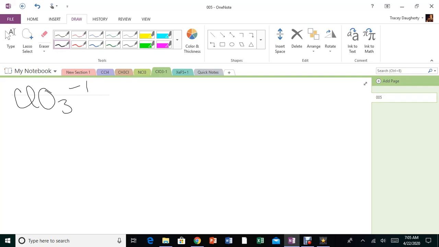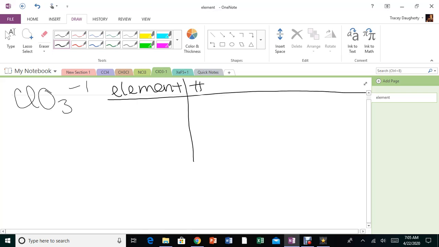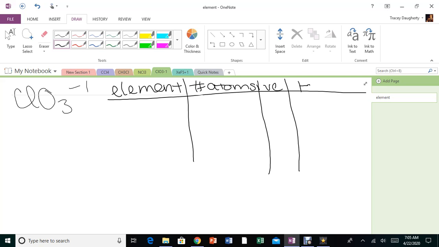Okay, so now I want to move on to 2 different ions. And the ions have either gained or lost electrons. Now, if you have a negative ion, the Lewis structure starts off the same. You're going to have your element, your number of atoms, your valence electrons, and your total.